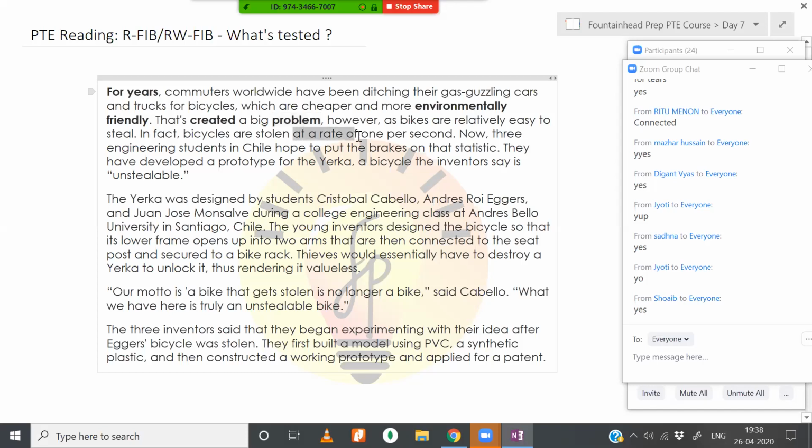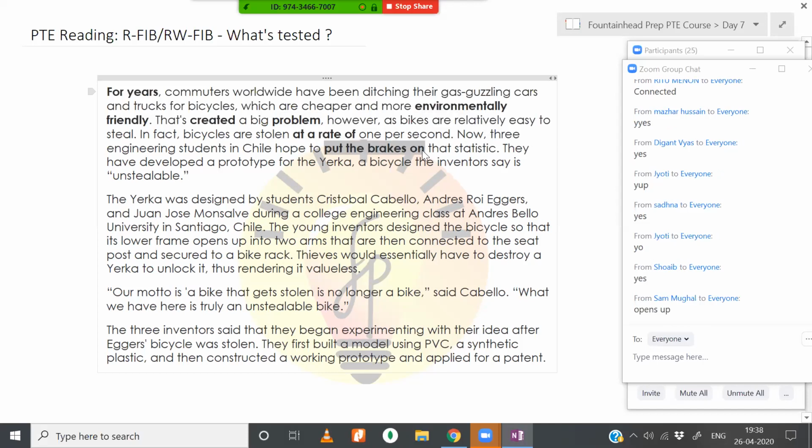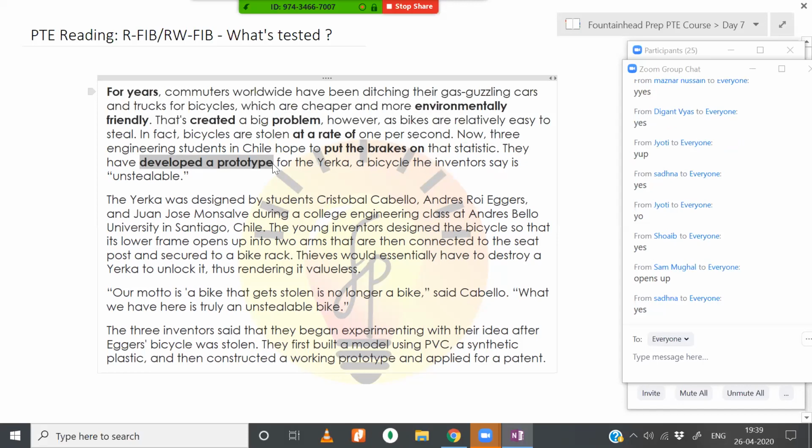At a rate of, that is a grammatical collocation. Put the brakes on, again a grammatical collocation. Develop a prototype, developing prototype, develop prototype. This is again a lexical collocation.